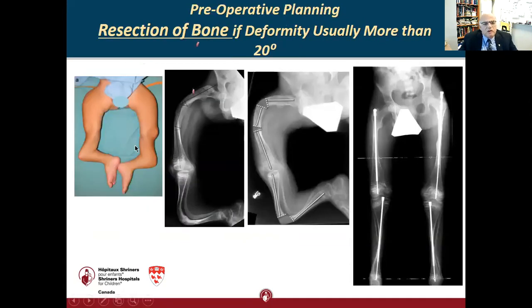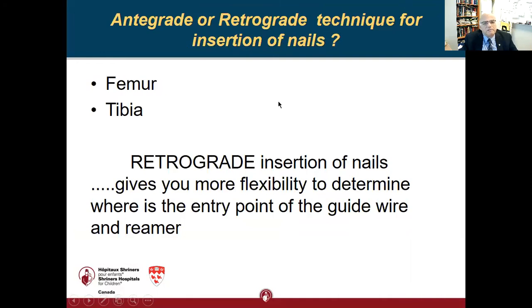A very important component of the planning is how much bone should be resected to correct the deformity. In long-standing deformities like this, we have to resect some parts of the bone. Otherwise, we cannot correct the deformity, and there will be too much stretch on the soft tissue structures, specifically the neurovascular bundle. And the resection of the bone really should be planned at the apex of the deformity.